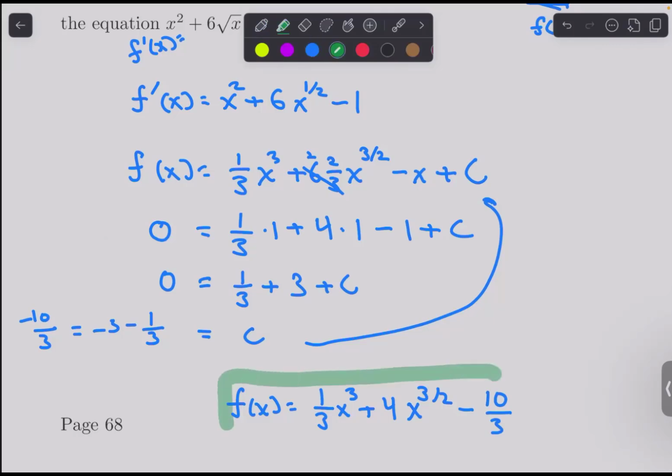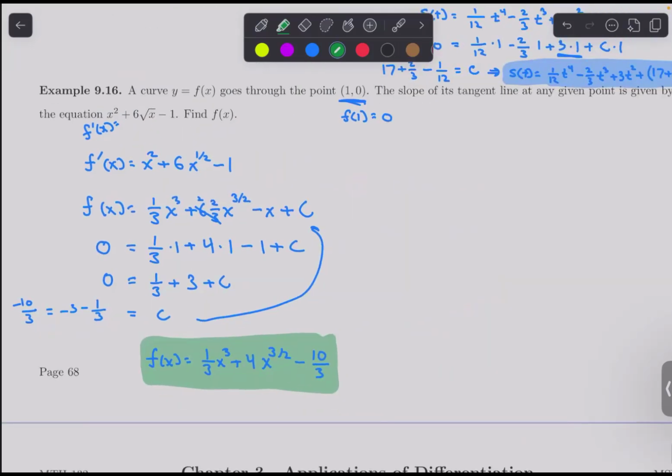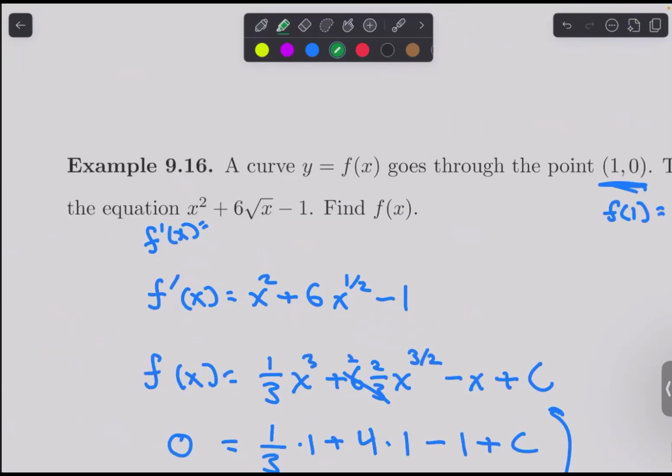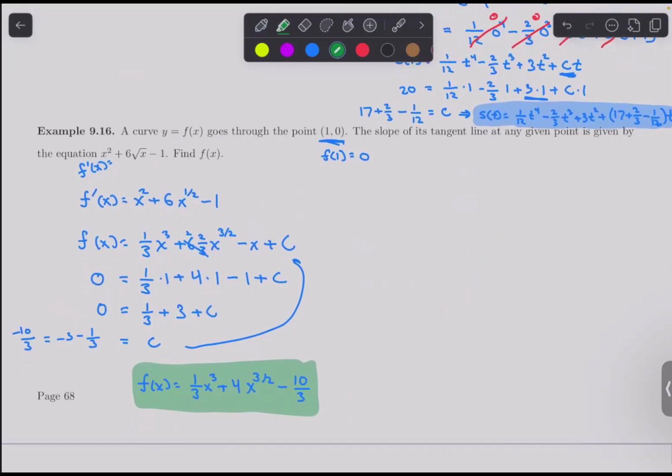And this is a function that you can verify when you plug in 1 into it. It goes to the point 1, 0. It'll output 0 for you. And if you take the derivative of it, aka find the slope of the tangent line, the slope of the tangent line gives you exactly this function here. So this satisfies both the conditions that we were given.